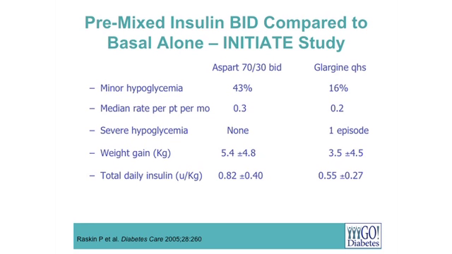So minor hypoglycemia was seen 43% of the time in people who took 70-30 versus 16% of the time in people who took glargine. Weight gain, people who took 70-30 gained about, that's kilograms, so that's about 12 pounds. People who took glargine gained about 8 pounds. So, that's just what you would expect.